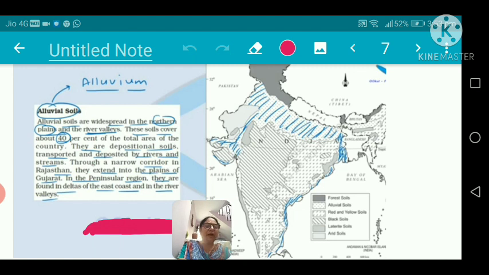Like I told you, it is widespread in the northern plains and river valleys. These soils cover about 40% of the total area of the country, and it is formed by the depositional process of a river valley and natural factors. And these deposits by the rivers and streams pass through a narrow corridor in Rajasthan.